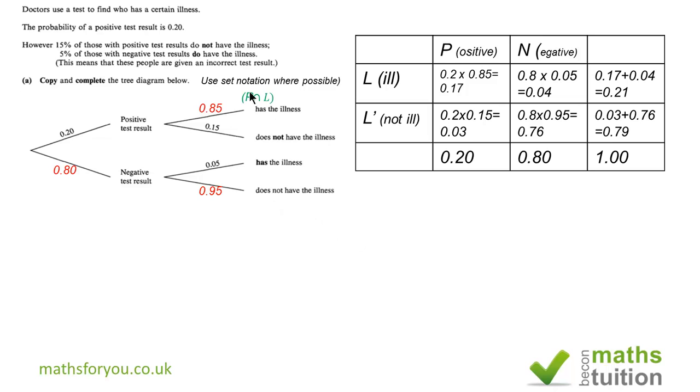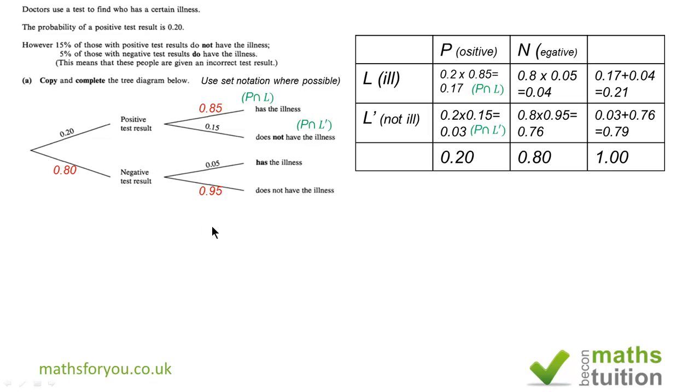Now, if we test positive and then have the illness, that is P intersection L, and that is going to be 0.2 times 0.85, and the answer is 0.17. And if you then test positive and do not have the illness, that will be 0.2 times 0.15, and that should be P intersection L prime.